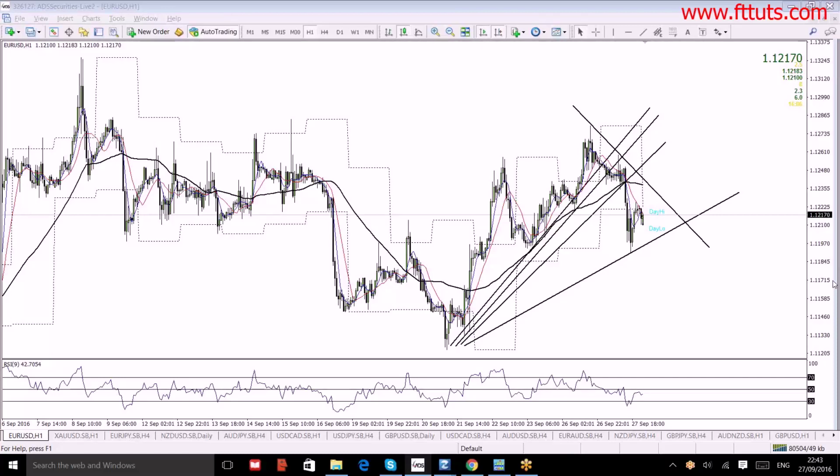Yes, I do top bottom analysis. I start with the monthly time frame and zoom into lower time frames.